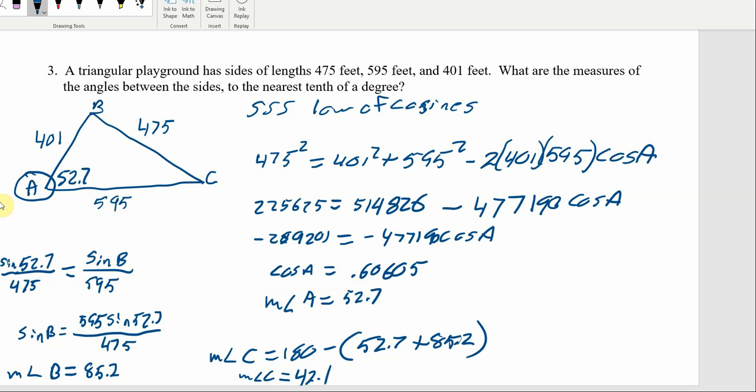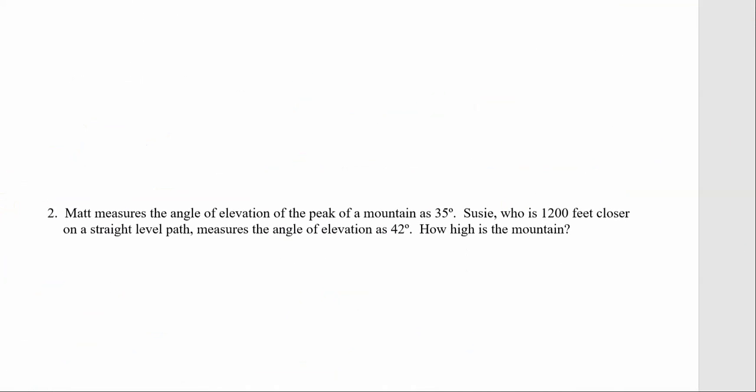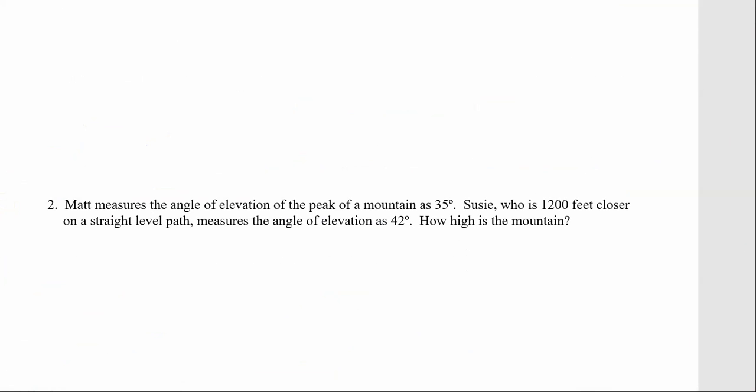And if you want, I will give you an extra credit point now if you do number 2. And I can give you a hint for number 2. How high is the mountain? That implies a right angle, because you're looking at how high the mountain is. So you're perpendicular to the ground. And that'll be your hint.